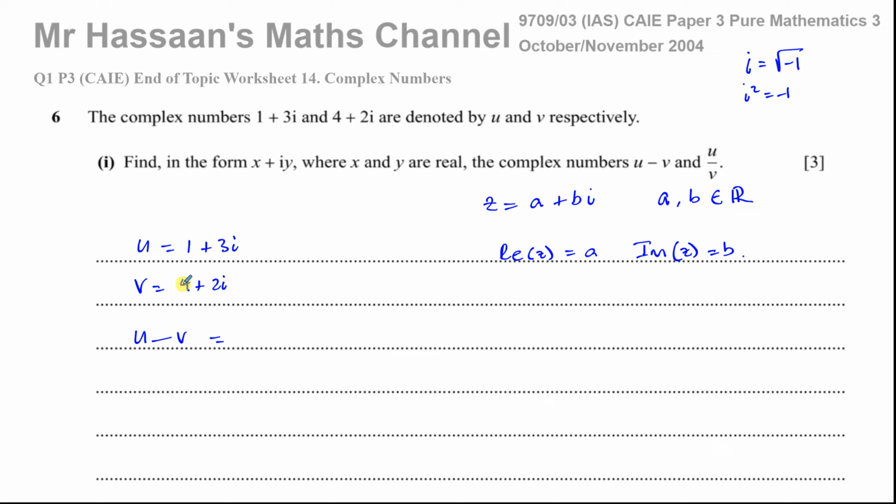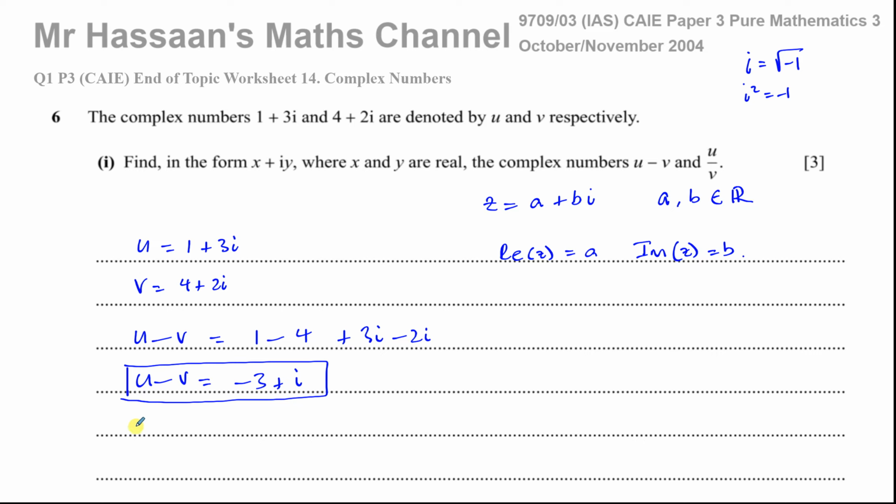So you have 1 minus 4. So the real part will be 1 minus 4. And then the imaginary part is going to be 3i minus 2i. You're just subtracting them. So u minus v is going to give you -3 plus i. So that's the answer for u minus v. Simple as that. Okay, so that's in the simplest form, u minus v.